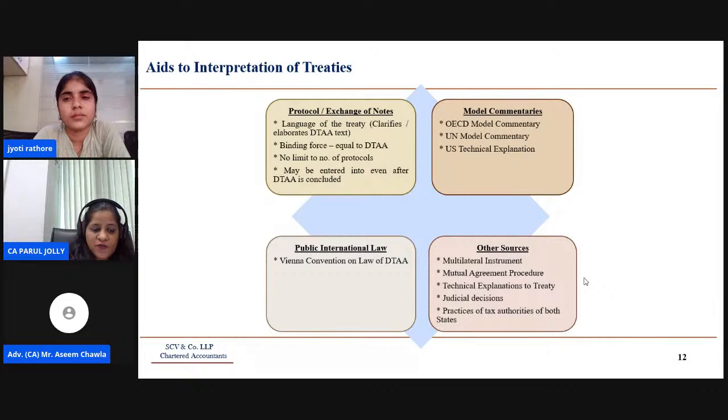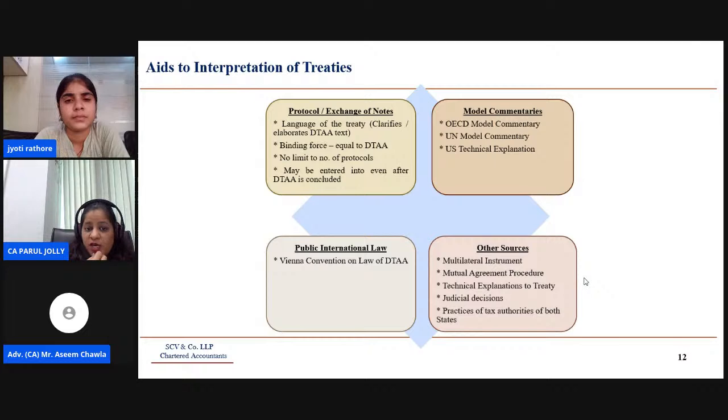internationally recognized aids available. The first one is protocols. Protocols are basically a supplementary document to a treaty. It's a part of the treaty which is concluded based on the negotiation. Protocols have binding force which is equivalent to DTAs, and we can have as many protocols as we want in any DTA at the time of signing or after conclusion of the DTA as well. So protocols help in understanding the provision. It provides clarity to the provisions which are there in the treaty.